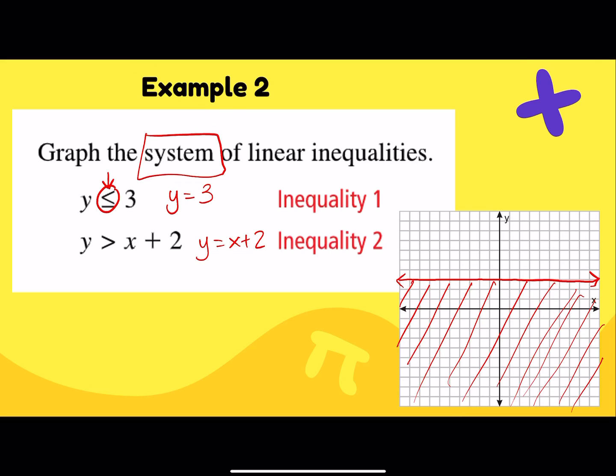Okay, and then I have y is greater than x plus 2. I'm going to begin at 2. My slope is 1, so I'm going to go up 1 over 1. And this time it's just greater than, so my line is a dotted line. But the y's that are greater than this line are going to be above this line.